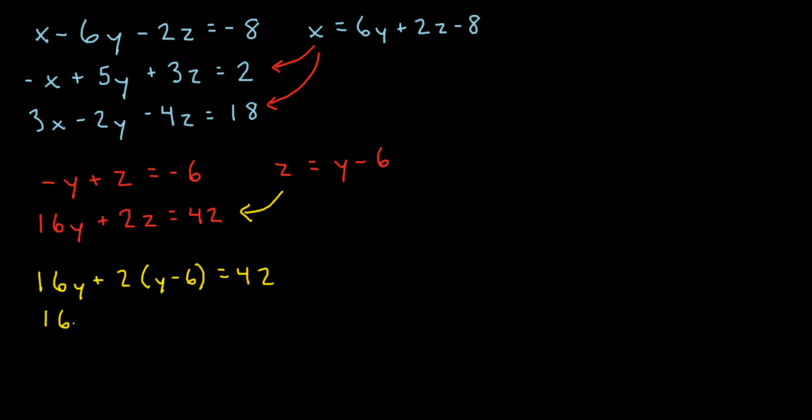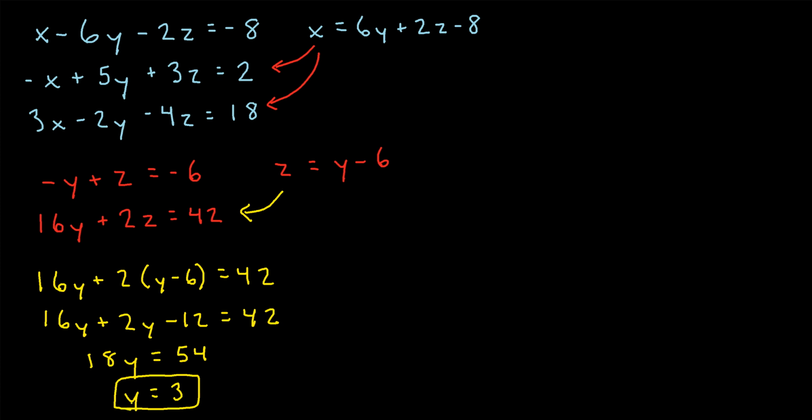So we get 16y plus, if we distribute this 2, we have 2y minus 12 is equal to 42. So 16y plus 2y is 18y. If we move this 12 to the other side, we get 18y is equal to 42 plus 12 is 54. And if we divide both sides by 18, we'll get y is equal to 54 divided by 18, which is 3. So we have solved for one of our values. We know that y is equal to 3.